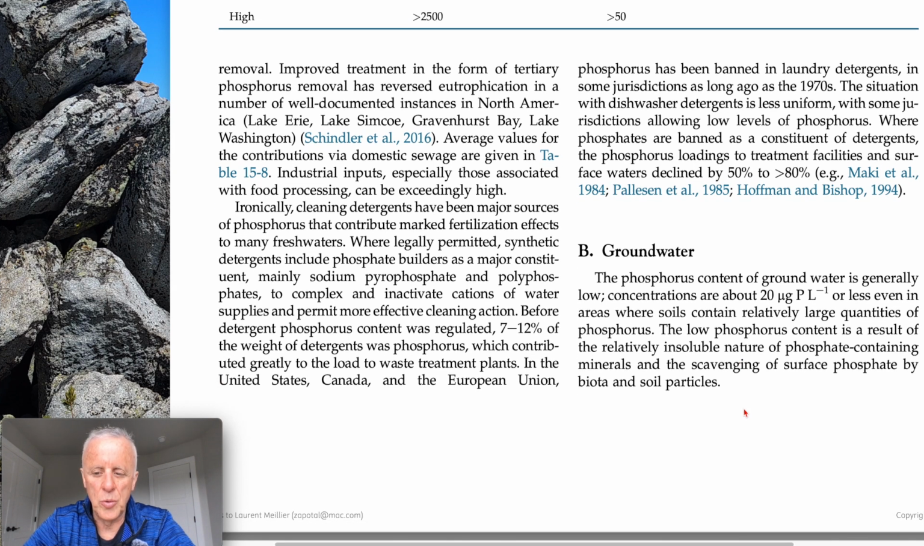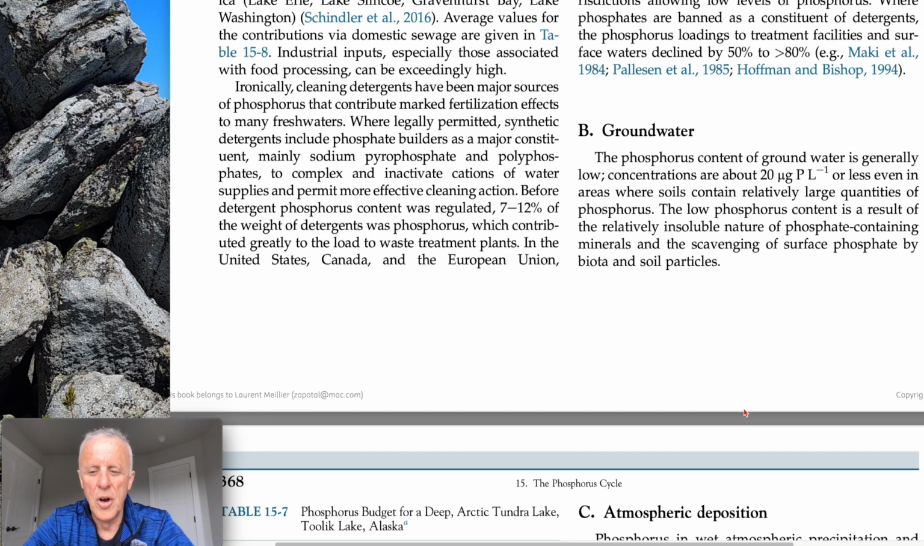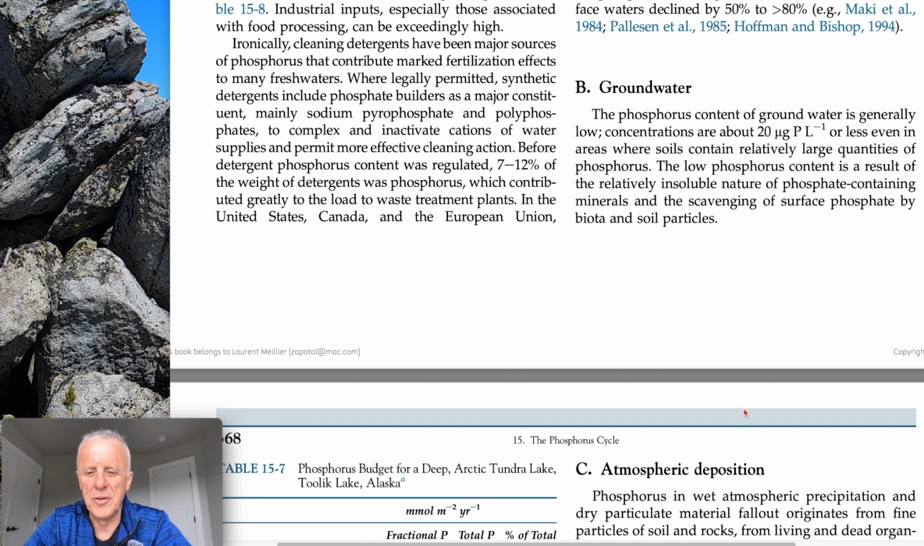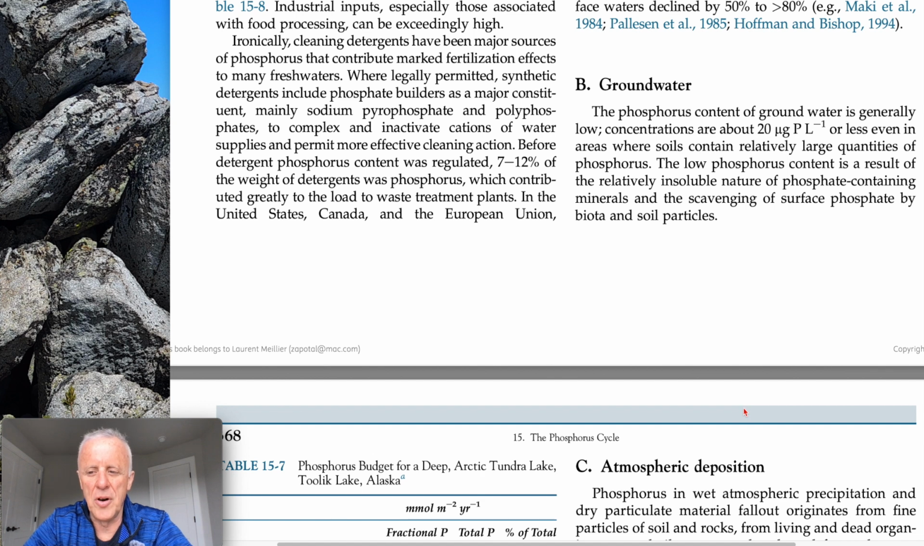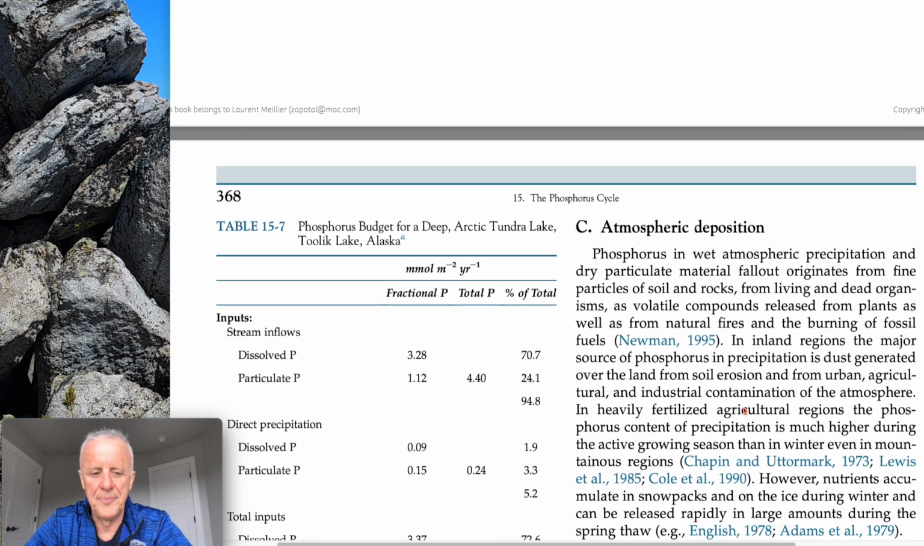Concentrations are about 20 micrograms of phosphorus per liter, or less, even in areas where soils contain relatively large quantities of phosphorus. The low phosphorus content is a result of the relatively insoluble nature of phosphate-containing minerals and the scavenging of surface phosphate by biota and soil particles.